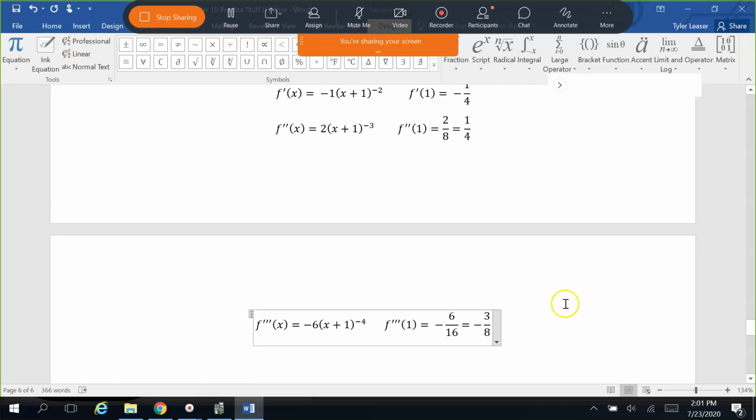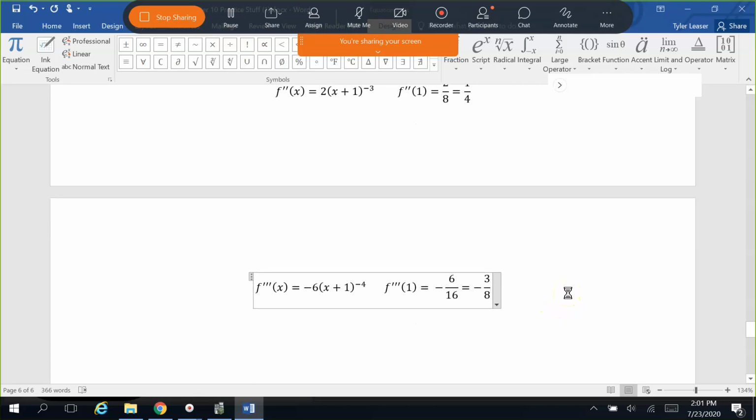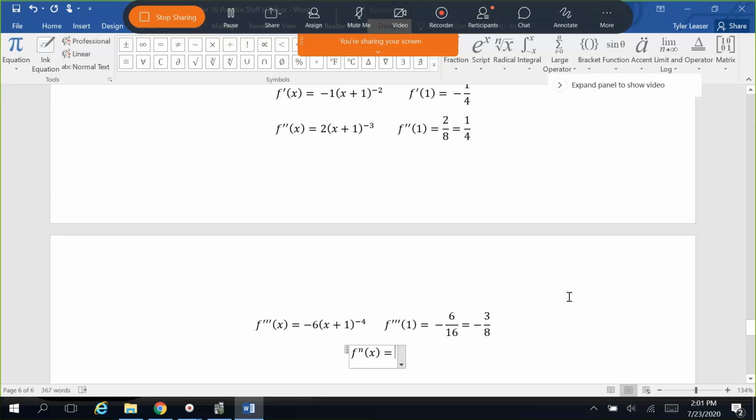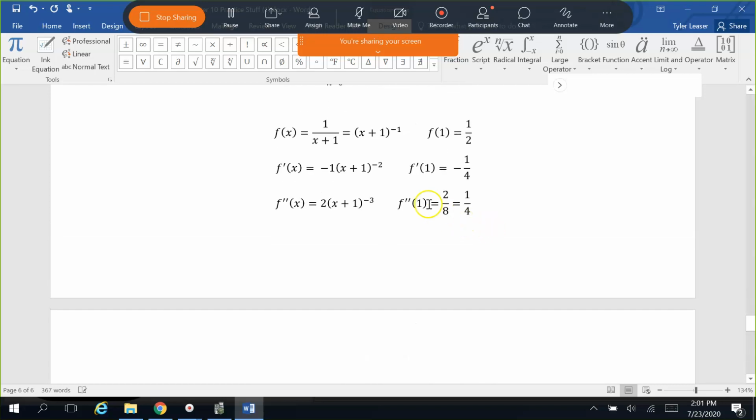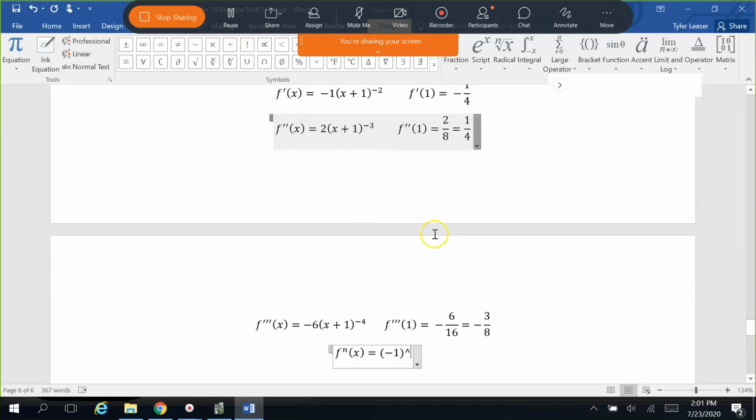Okay, so now we need to come up with a formula for the nth derivative. Every single time, what we do is we multiply the exponent down, and then we take 1 away from the exponent. It also alternates positive, negative, positive, negative. So let's go ahead and throw in that alternating term. On the even exponents, it's positive, so I'm just going to put a negative 1 to the n.